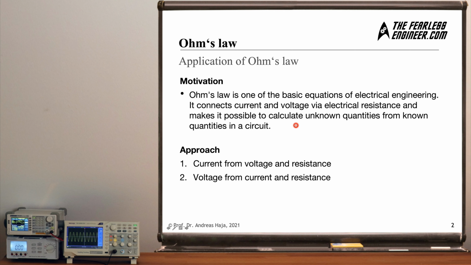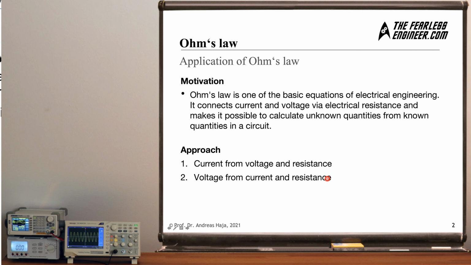Let's assume you want to know which voltage drop you have across a resistor in one of your circuits. If you know the resistance value of this resistor and the current flow through it, then you can compute the voltage drop across the resistor using Ohm's law. There are several other applications which make this law very useful. In this experiment, we're going to do two things. First, we want to compute the current flow from voltage drop and resistance, and secondly, we want to compute voltage from current flow and resistance. These are the basic experiments which we want to conduct here.